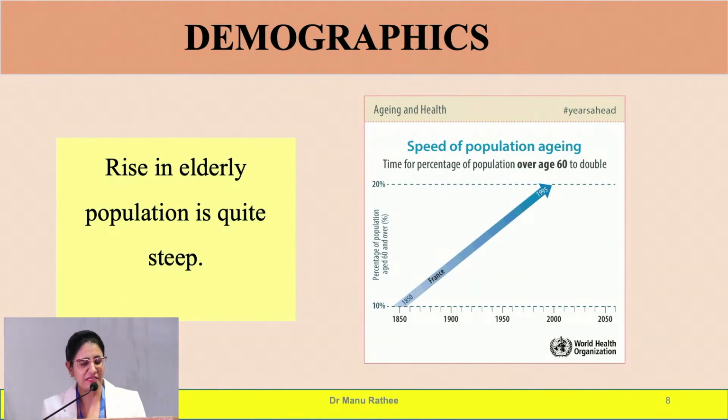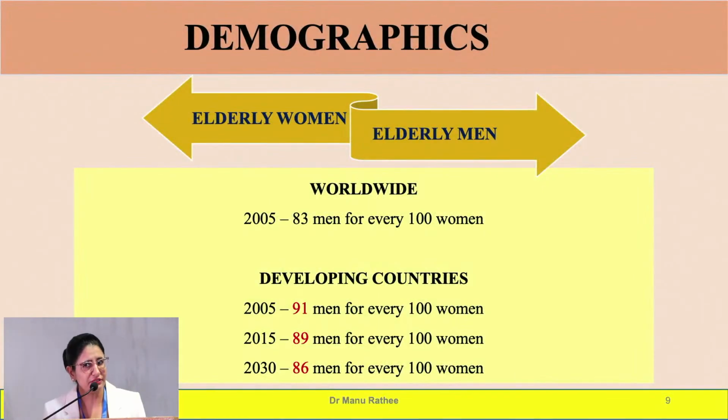We also see a rise in the elderly population. That rise is very steep. And within this population, if we look at male and female, the number of elderly females is increasing more as compared to the male members in this age group.